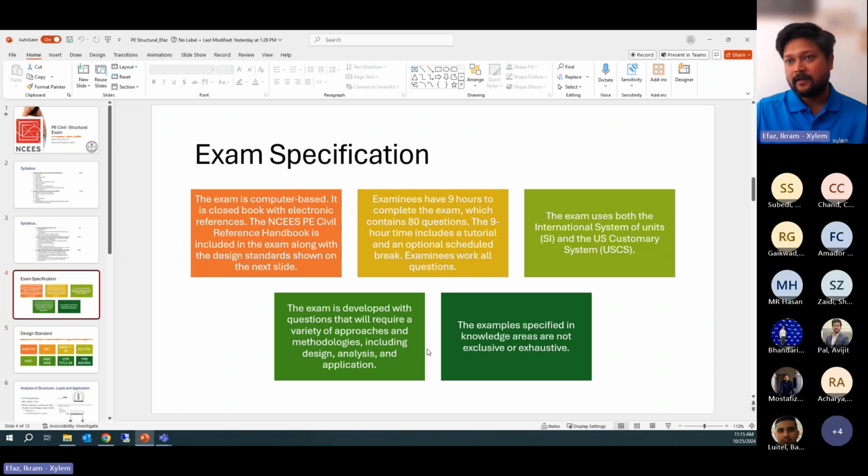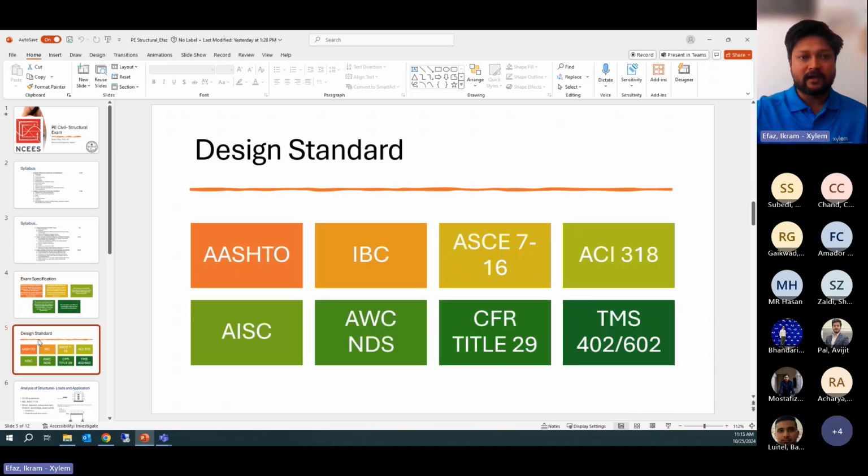These are basically the important thing. And then if you look at the design standard, the codes, excuse me. Yeah, there are AASHTO, which is the bridge design code. There is IBC, ASCE 7-16, ACI 318, AISC, AWC NDS, which is for wood or timber design, and then CFR Title 29, these are for safety, and then TMS, which is for masonry.